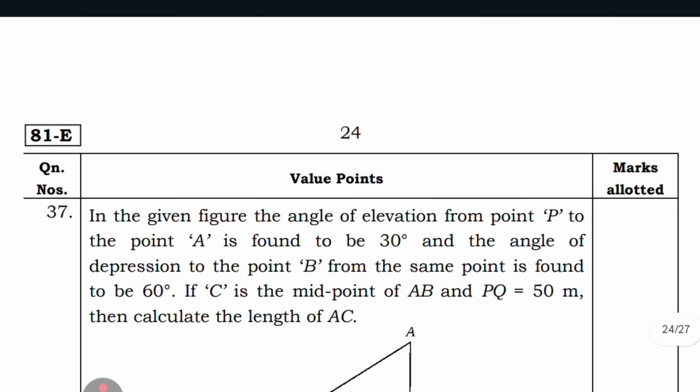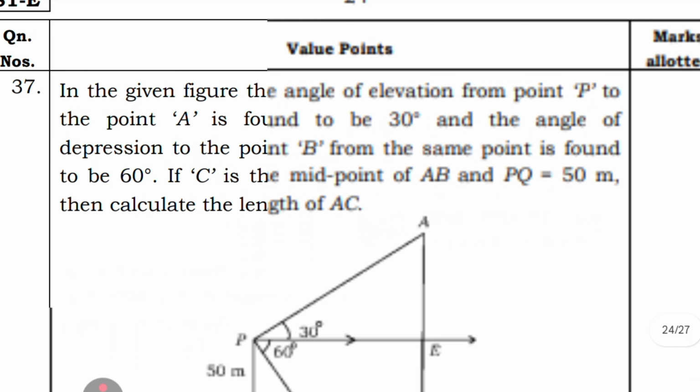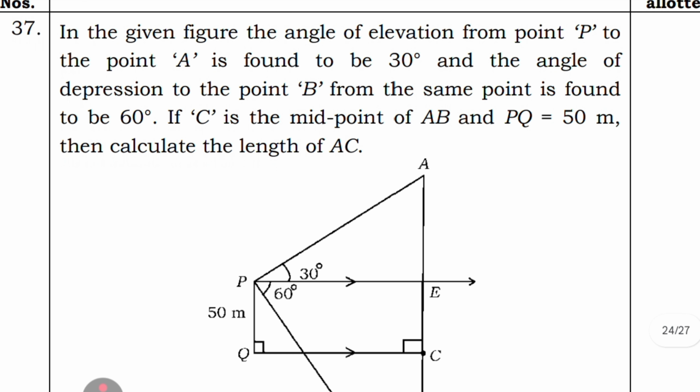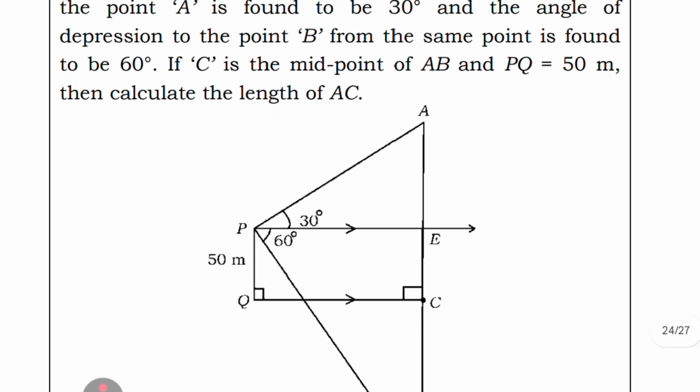So coming to the 37th question, this is from the lesson trigonometry. In the given figure, the angle of elevation from point P to the point A is found to be 30 degree, and the angle of depression of the point B from the same point is found to be 60 degree. If C is the midpoint of AB and PQ is equals to 50 meter, then calculate the length of AC.